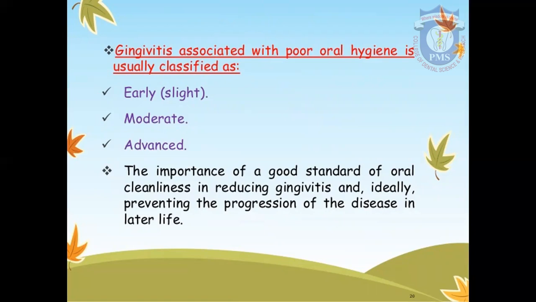Moderate, area with glazing, redness, edema, enlargement, and bleeding upon probing. And severe, that is area of overt redness and edema with a tendency towards bleeding when touched rather than probed. Lastly, the extent or the number of gingival sites exhibiting gingival inflammation can be described as either localized, that is less than 30% of the teeth affected, or generalized, that is more than or equal to 30% teeth affected.